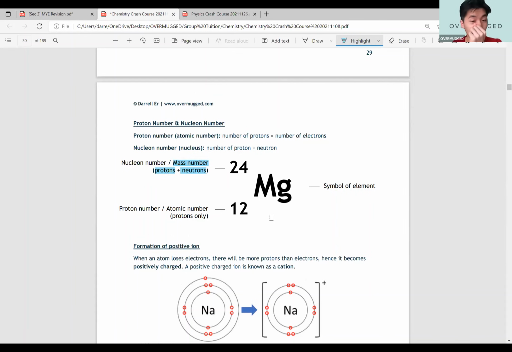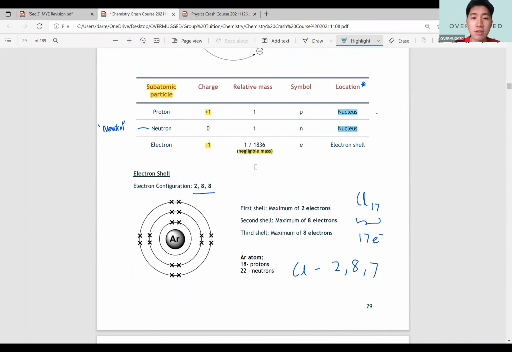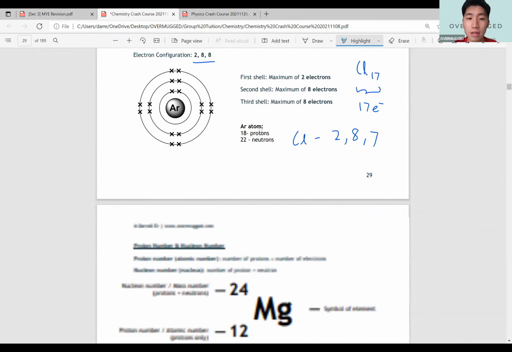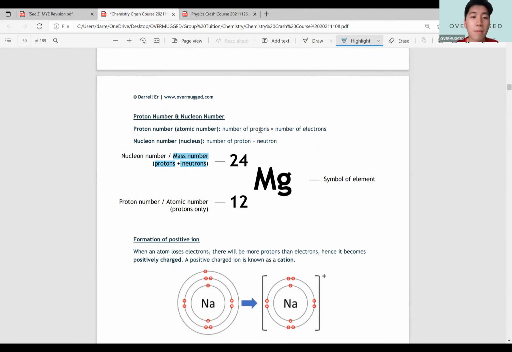Now, why is that the case? Why don't we add electrons? Remember earlier, what did we say about electrons? Electrons have negligible mass, which means the mass is not important. So we don't account for the mass of electrons. Meanwhile, protons and neutrons each have a mass of 1 unit, which is why when we talk about mass number, we simply add protons plus neutrons.